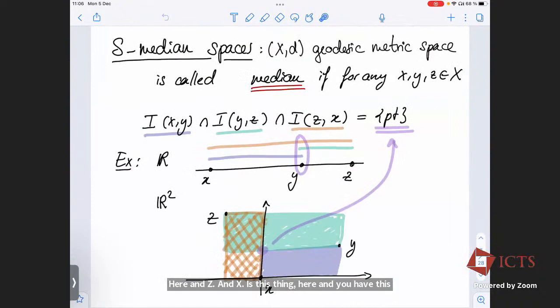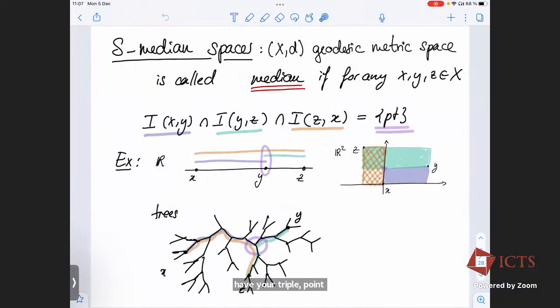The second example is R2, the Euclidean plane, but not with the Euclidean metric. It's the Euclidean plane with the L1 metric. And here you can see that if you take the L1 metric, the intervals are basically rectangles. And here you have your triple point intersecting everything. The other examples are trees, and trees will come back quite a bit in my talk. And here you can really see this triple intersection on a point.